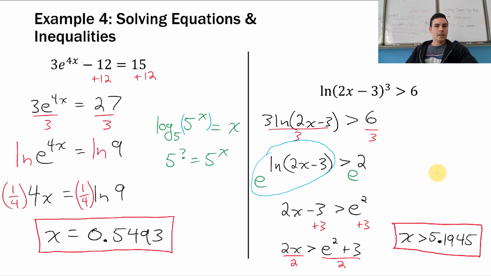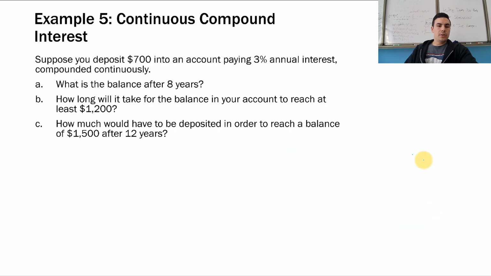All right, last example here, looking at our continuous compound interest. We're going to deposit $700 into a bank account that gives us 3% annual interest, and we're going to compound continuously. First of our 3 questions, A, what is the balance after 8 years?